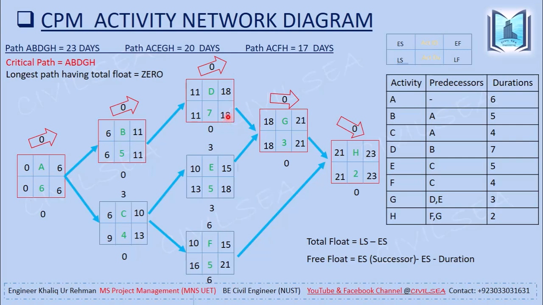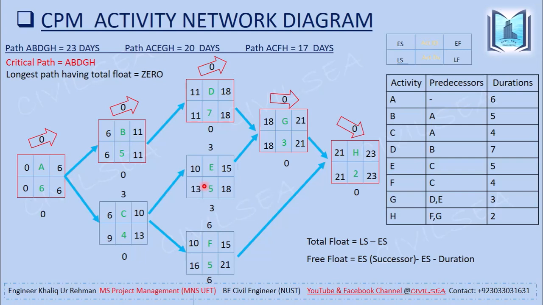So the late finish of activity D minus duration is equal to 11. That will become the late start of activity D, and 18 minus 5 is equal to 13. That will become the late start for activity E. Similarly, 21 minus 5 is equal to 16. That will become the late start of activity F. And out of these two, E and F, the late start of activity E is 13 and the late start of activity F is 16.